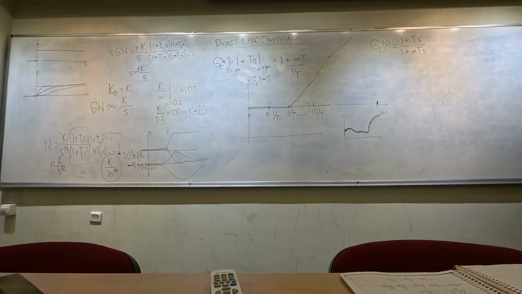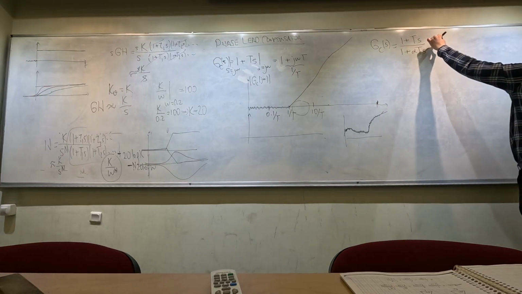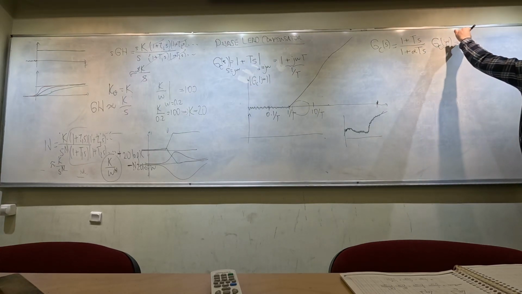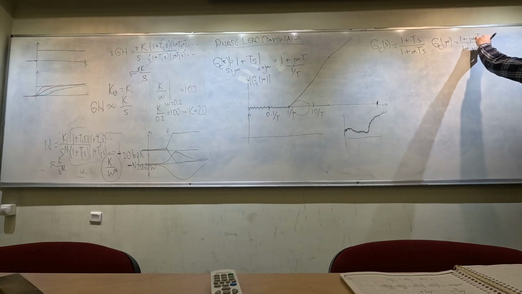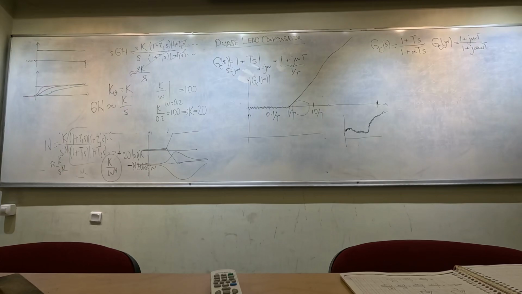This is called a phase lead compensator. And here, the corner frequency is going to be the following. Gc(j omega) is (1 plus j omega T) over (1 plus j alpha omega T). So where are the corner frequencies? The corner frequency of the zero is at 1 over T. The corner frequency of the pole is 1 over alpha T. So these are the corner frequencies.